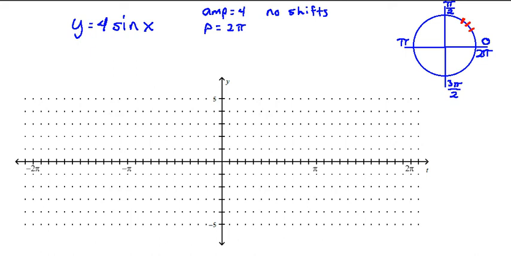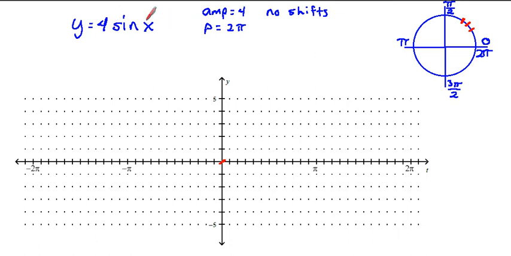Okay, today we're going to be graphing trig functions, and we're going to start with y equals 4 sine of x. We've already graphed the parent graph of the sine function, so we kind of know what that looks like. And we remember that the parent graph of the sine function always rises through the origin. This one has no vertical or horizontal shifts.